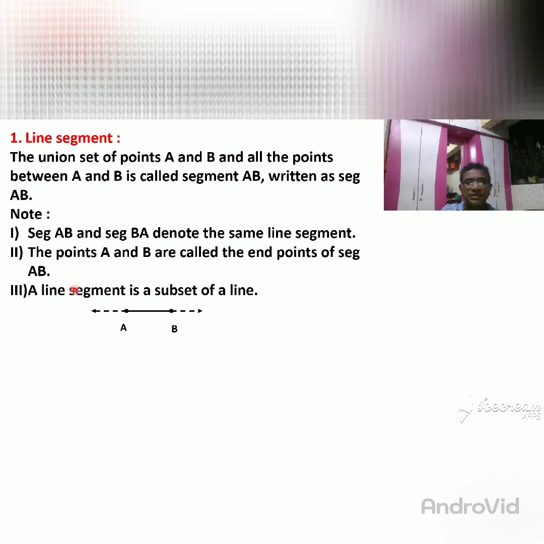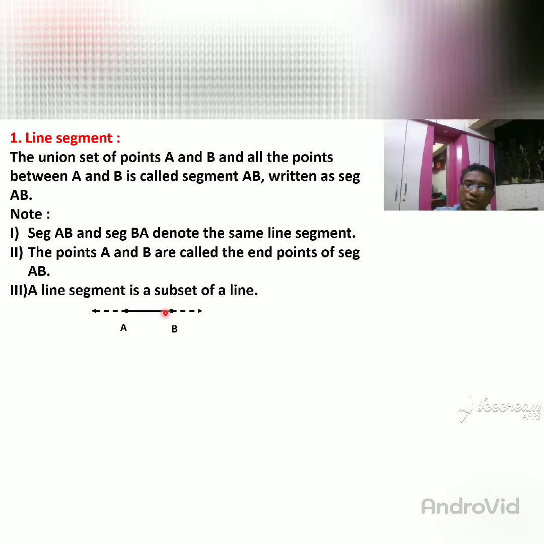Segment means, see, first this is the line. Suppose this is line A. Why is it called a line? It is a collection of points, but these two portions are unlimited, and that is shown here by the arrows. So this is called a line. On this line, if you take a limited portion from point A to point B, then that limited portion is called the segment. So the limited portion on a line is called the segment.